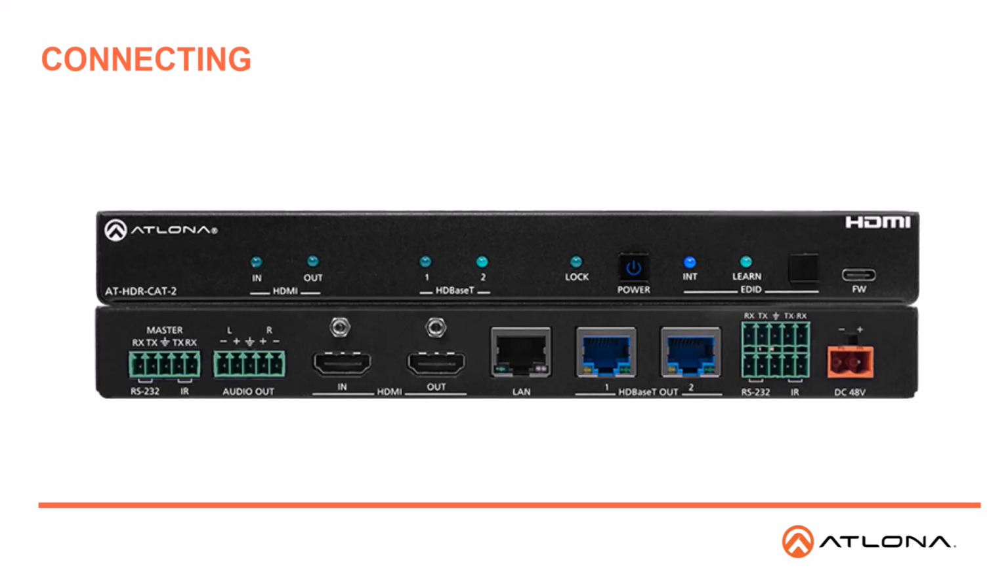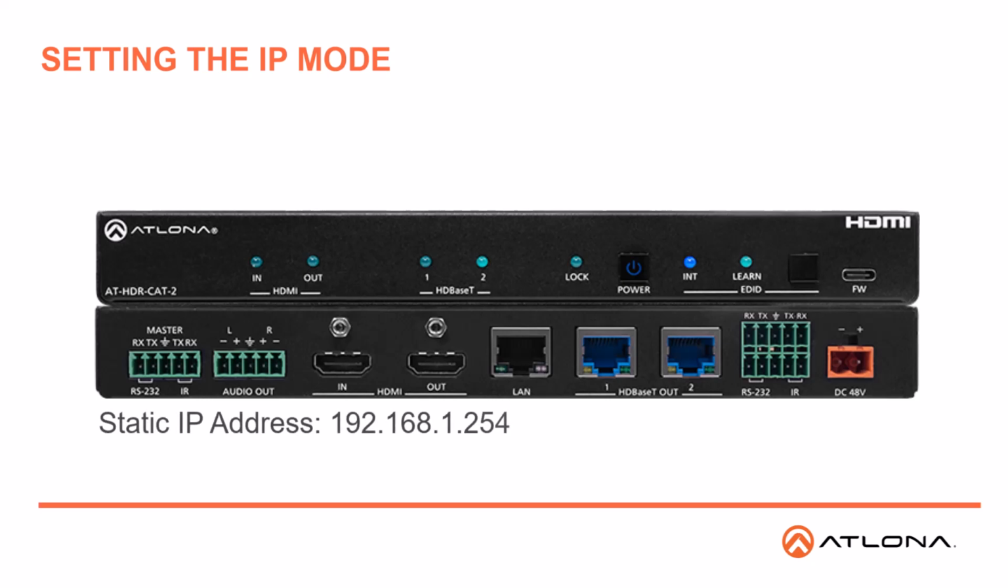If a static IP address is desired, the unit can be switched to static mode. The default static IP address is 192.168.1.254. To change the setting for the IP mode, you need to press and hold the power button on the front of the HDR-CAT for approximately 15 seconds. This is a toggle between DHCP and static. The number of flashes will indicate the currently selected IP mode. 4 flashes is DHCP mode, and 2 flashes is static IP mode with the default IP address of 192.168.1.254.